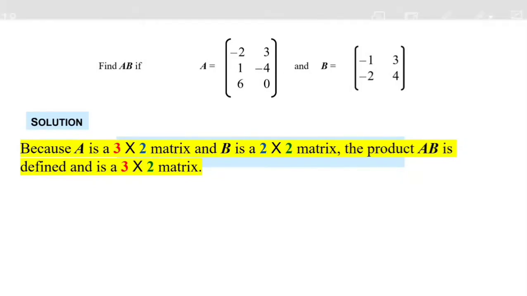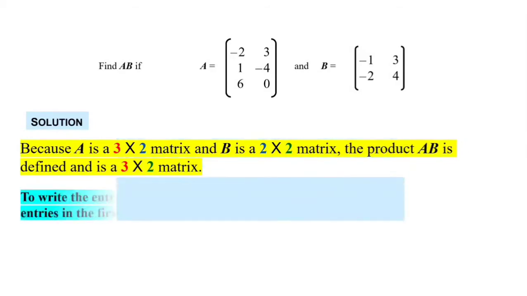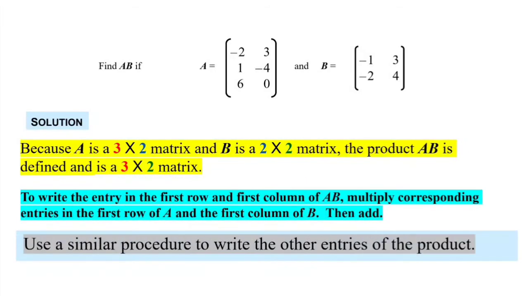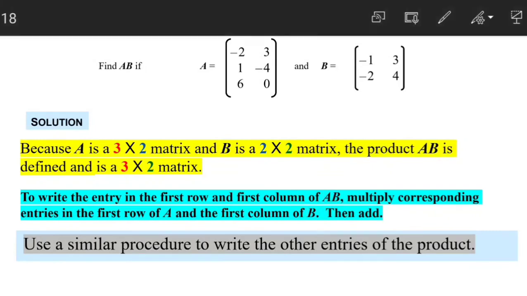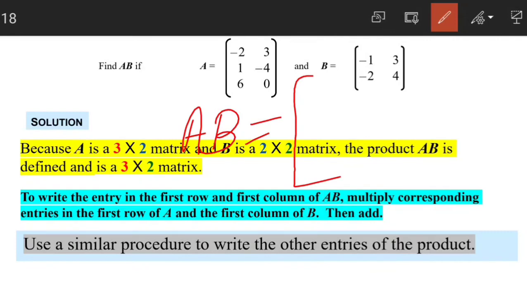Now, what is the procedure for finding the entries? Here, to write the entry in the first row and first column of AB. AB is defined here, right? AB exists. What is the order of AB? AB is 3 by 2. This is one element, second, 3 by 2: 2, 3, 4, 5, 6. Okay, the order of AB is 3 by 2.